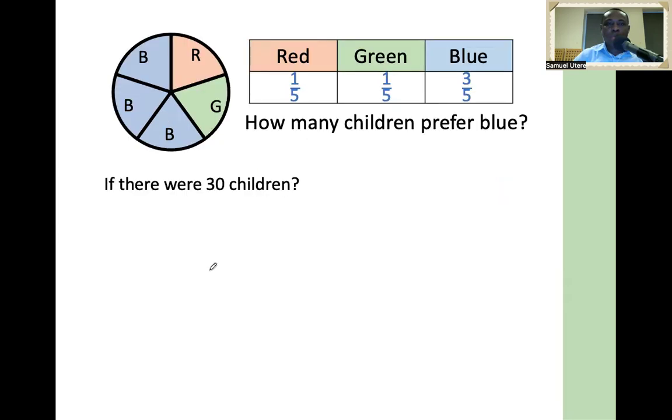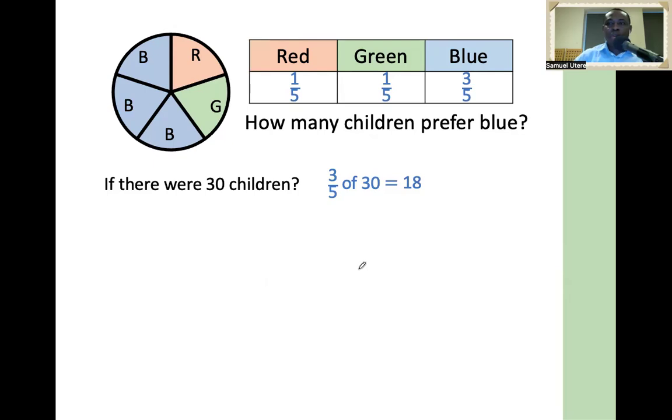Okay, now what if we're given some numbers to work with? So if there were 30 children, how many children would we say prefer blue? Of course, we would work out 3/5 of 30. And I'm sure you remember how to work out fraction of amount. Remember, we divide with the denominator and we multiply with the numerator. So if we simply do 30 divided by 5, that will be 6. 6 times 3 will be 18.